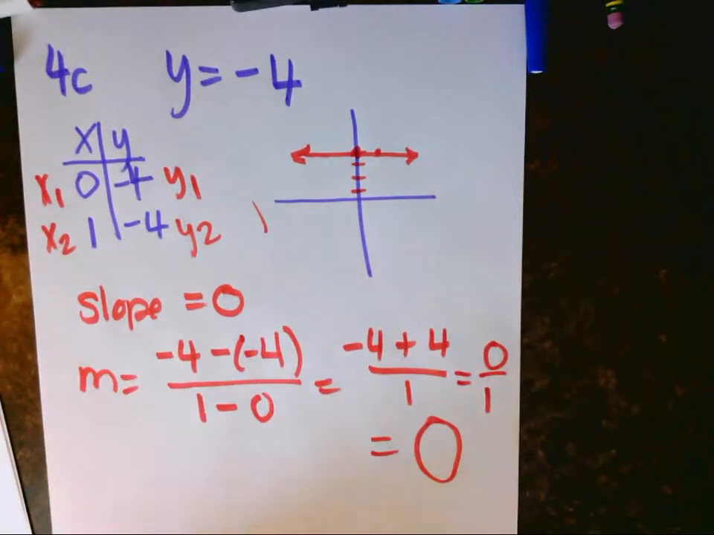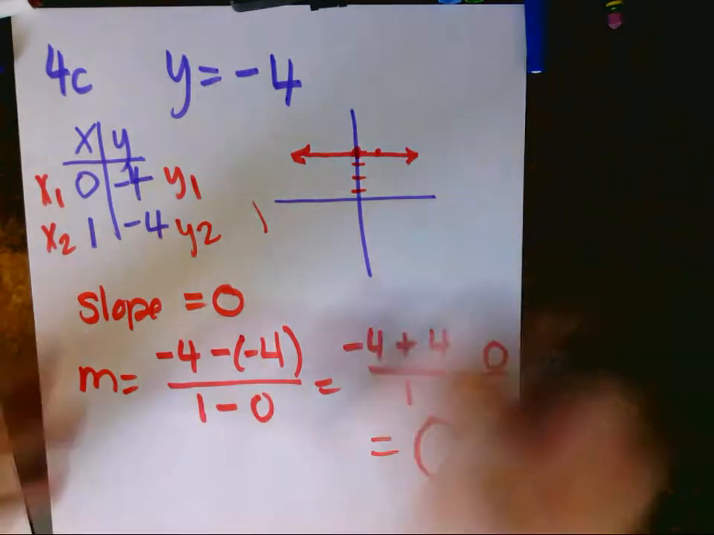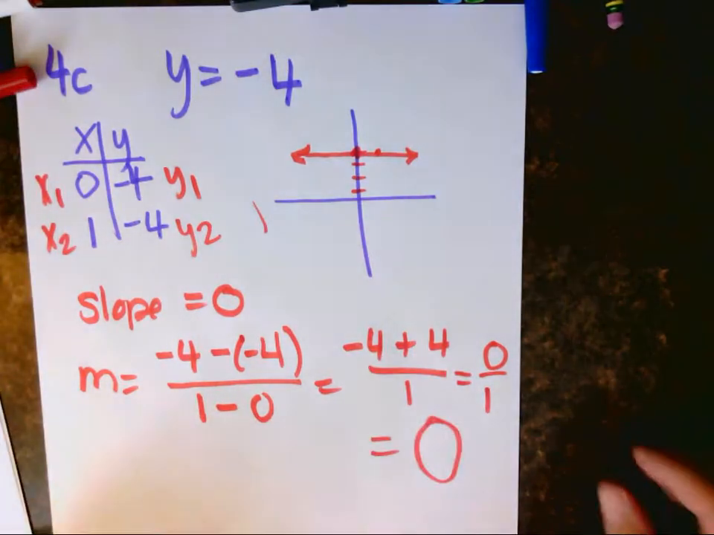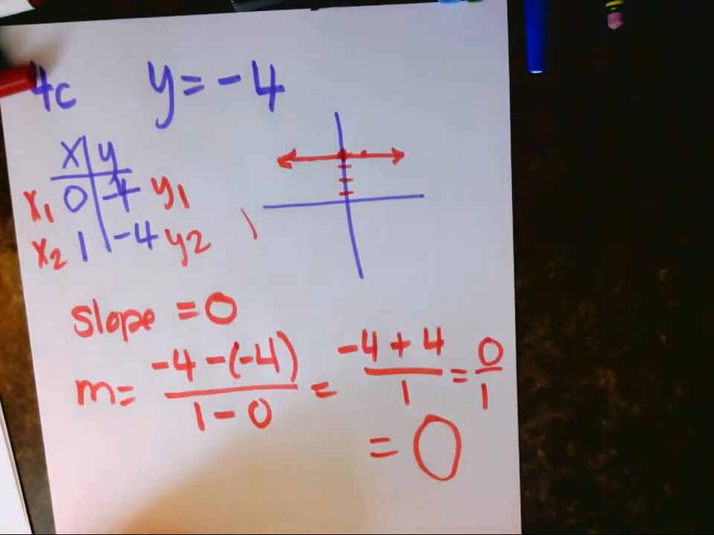It's okay. You take your calculator and test it. 0 divided by 1 is 0. But the other way around, 1 divided by 0 would be undefined. So this has slope 0. We've done it 2 different ways, and you're welcome to do either one that works for you, okay?